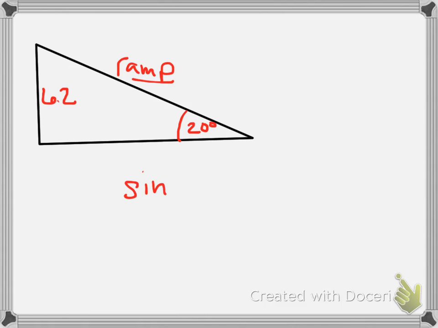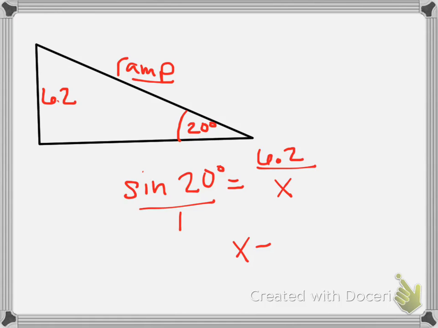So sine of 20 degrees is equal to the opposite, so 6.2 over the length of the ramp. Okay, so basically we're going to do cross products, and we are going to take 6.2 and divide it by the sine of 20, and we get x is equal to approximately 18 feet.